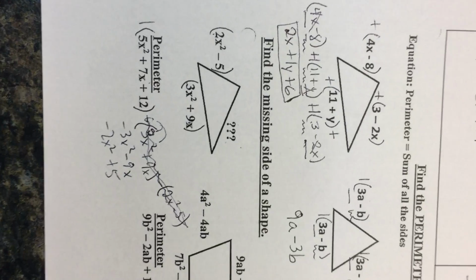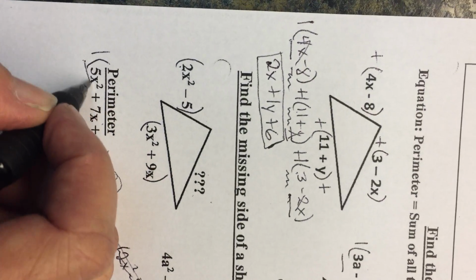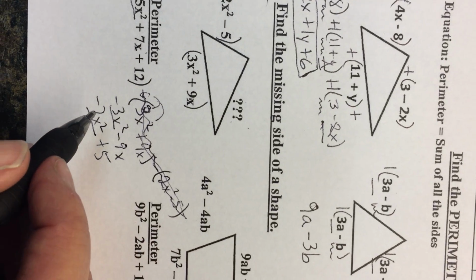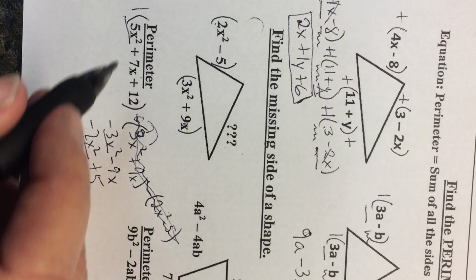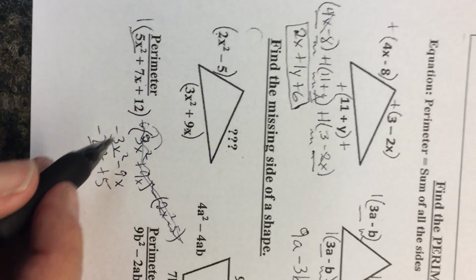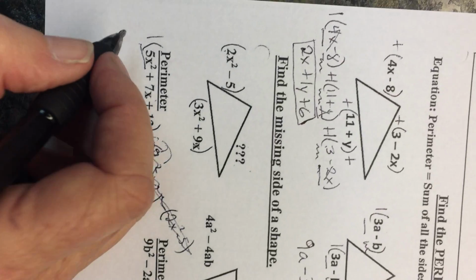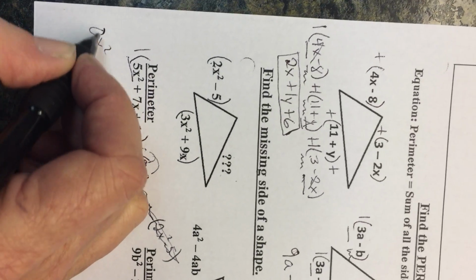I'm just going to go look for like terms. So I'm going to do the x squareds first. Here's an x squared. There's an x squared. There's an x squared. So I have -2 minus 3 plus 5. So put those in the calculator. -2 minus 3 plus 5. And it tells you 0. So there are 0 x squareds, which means there are no x squareds.